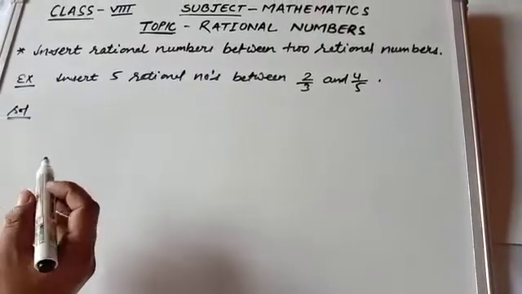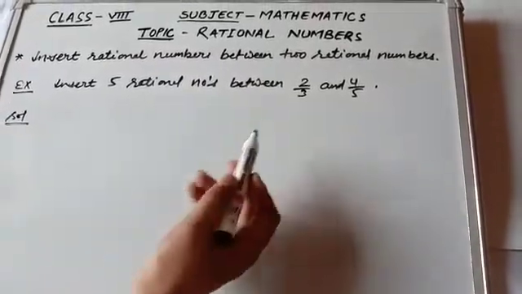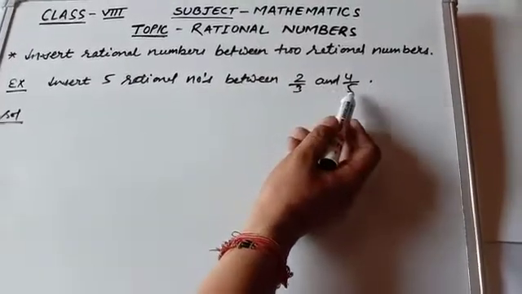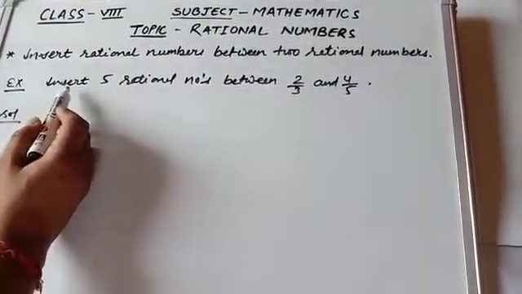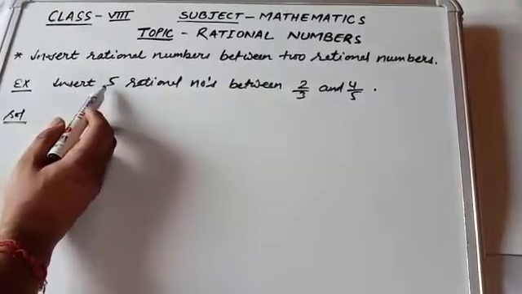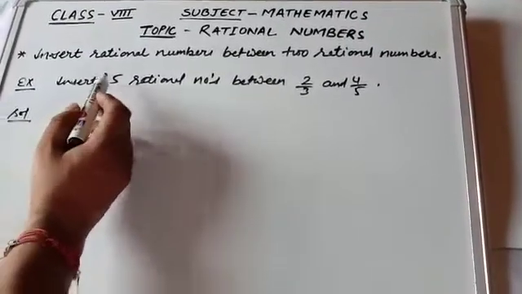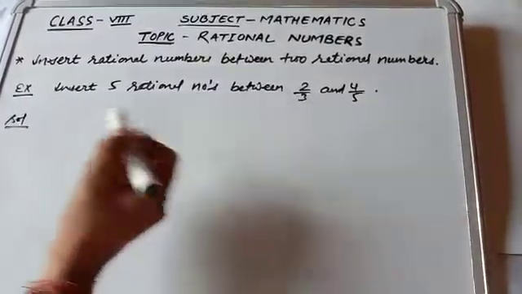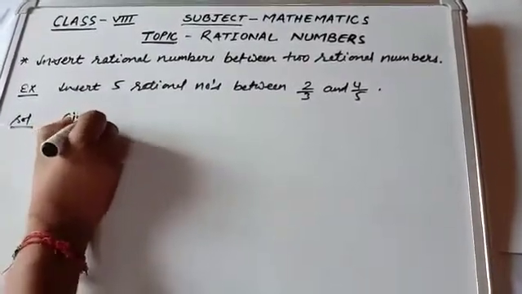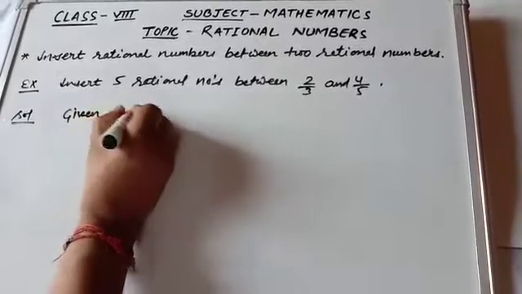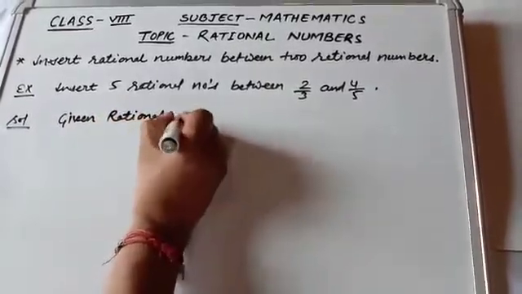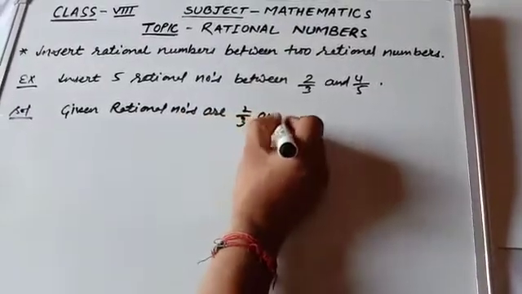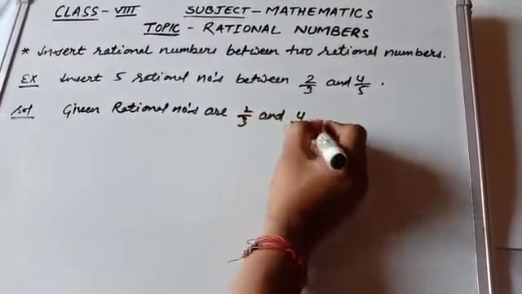Students, we all know that we can insert infinite rational numbers between two rational numbers. But in this question, we have a given condition that we have to put only 5 rational numbers between these two rational numbers. So, the given rational numbers are 2 by 3 and 4 by 5.